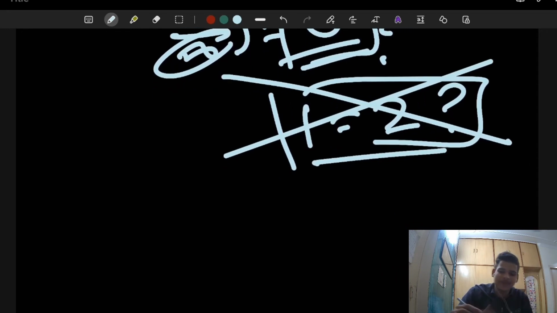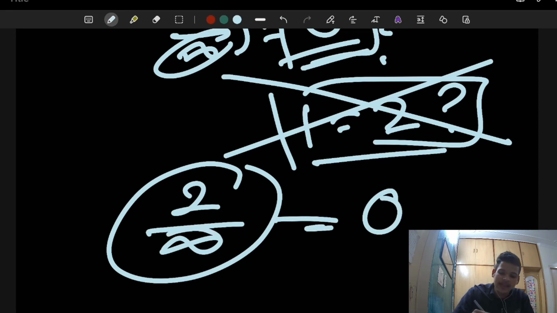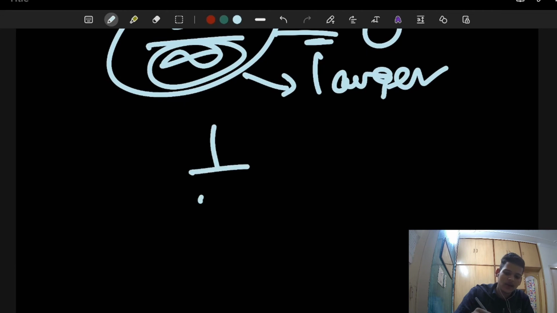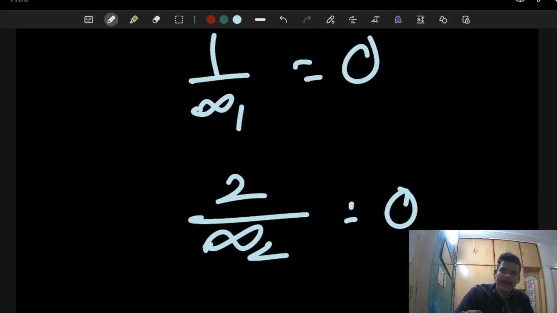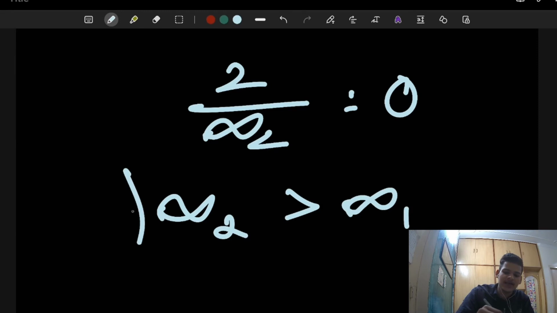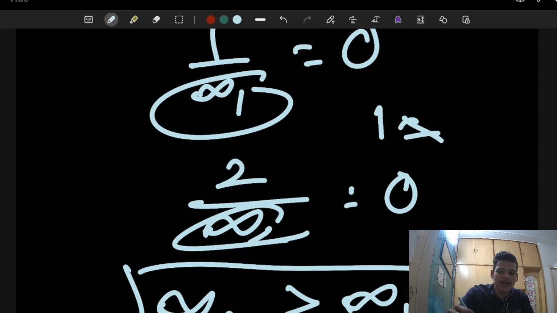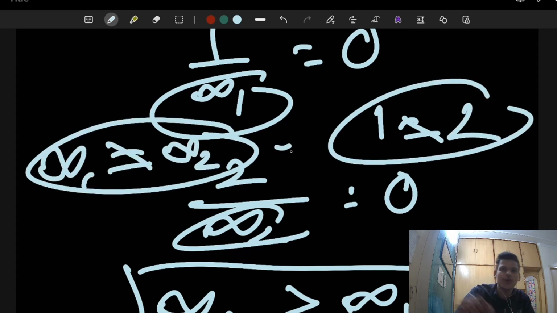But the fact is that with the infinity axis, it does not imply this anymore. And the reason that works is because this infinity that we have in 2 by infinity is equal to 0, this infinity is actually larger. We can think of it like this. Think of it like 1 infinity 1 is equal to 0, 2 infinity 2 is equal to 0. In these two cases, we have the equation that infinity 2 is greater than infinity 1. And because these two infinities are not equal, that is why 1 is not equal to 2, because infinity 1 is not equal to infinity 2. And that is the fundamental key that we needed to catch here, that infinities are not equal.